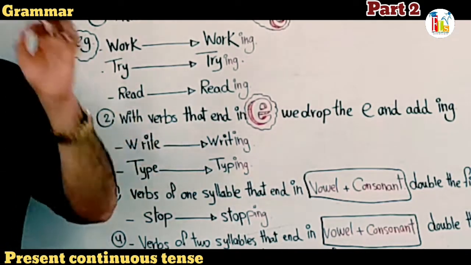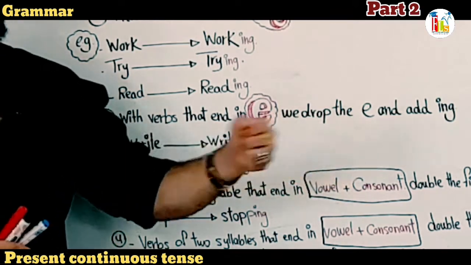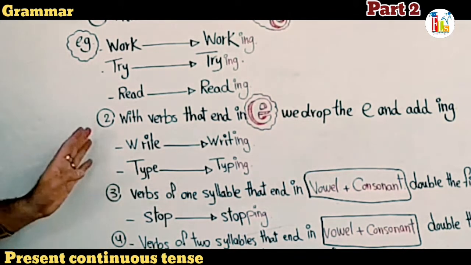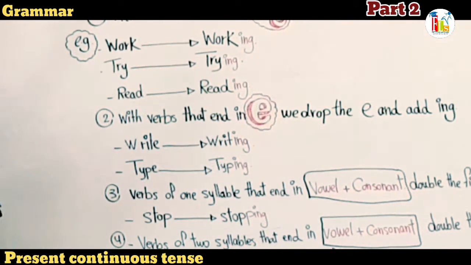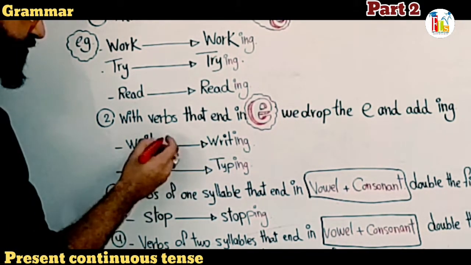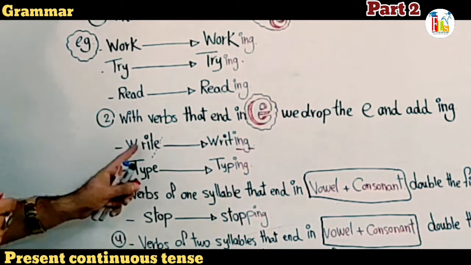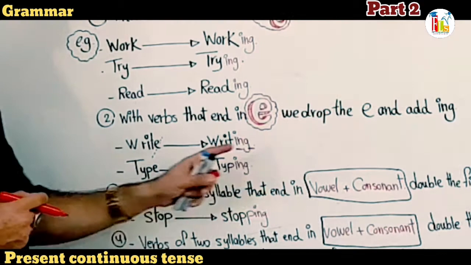With verbs that end in e, we drop the e and add ing. For instance, like in write, writing. What did we do? We already dropped the e and added ing instead. So instead of write, it is writing.